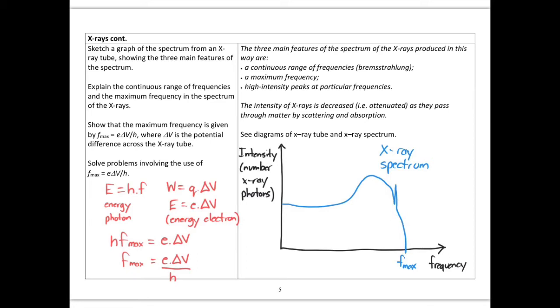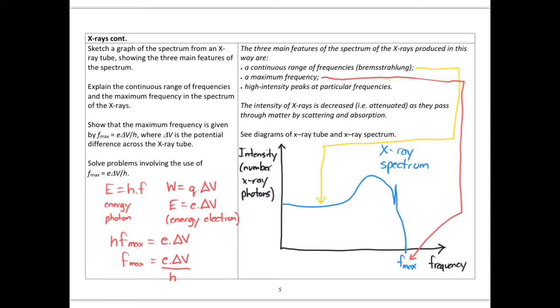So what exactly are those features? Firstly, we would see a continuous range of frequencies, which has some fancy German name called the Bremsstrahlung. My German isn't very good. Yours might be better. So we would see a continuous range of frequencies up to the second point, a maximum frequency f max. So we would see that there would be a frequency maximum which they would go up to.